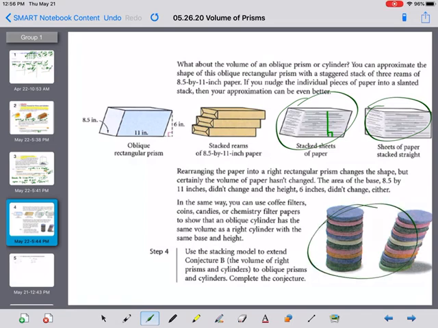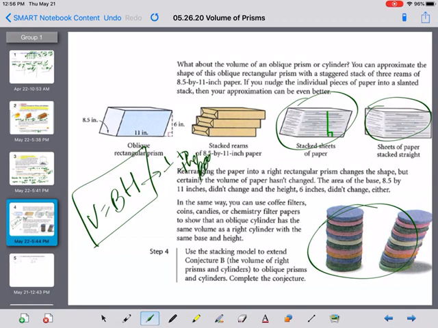Same thing here with coins or discs. They have the same volume because it's the same material, same area of the base, same height. So therefore, it's still BH. But the height, remember, is perpendicular to the base. Okay?